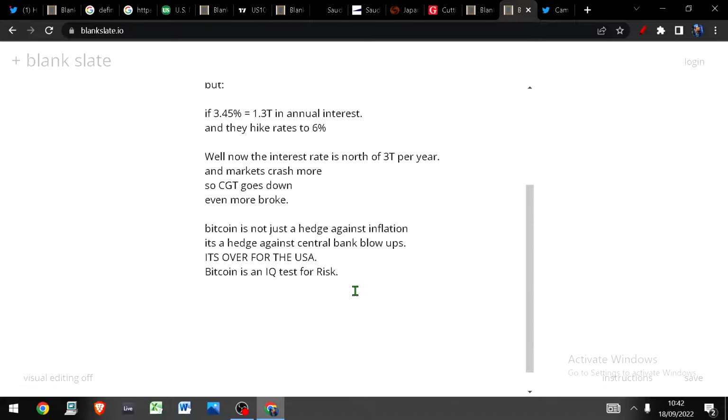Of course, this could always be a controlled demolition. Maybe they're going to blow everything up on purpose so that they can reset the system with their new CBDCs. That remains to be seen. But for now, I think it's safe to say that the only thing that is safe to hold is Bitcoin. I'm not suggesting anyone put all of their money in Bitcoin, but do not save into the dollar. Do not save into a bank when the central banks are operating in a way that would never, ever, ever be allowed for a household or for a company or a business or a corporation to operate. Bitcoin is not just a hedge against inflation, it's a hedge against central bank blow-ups.